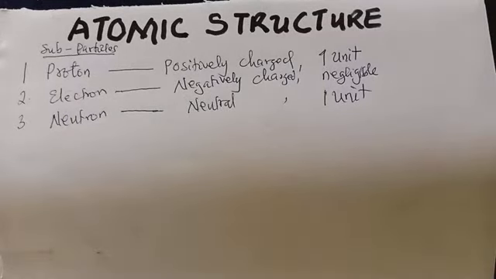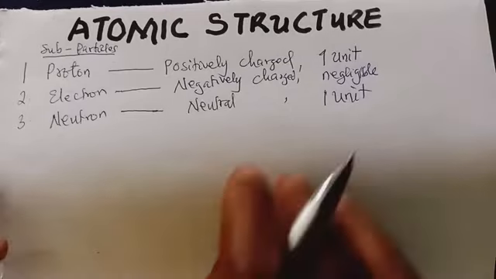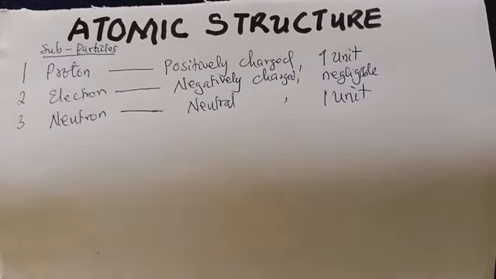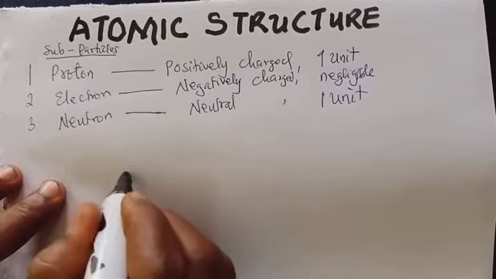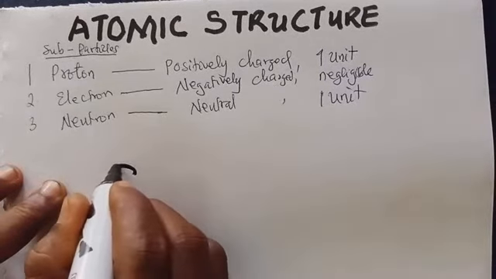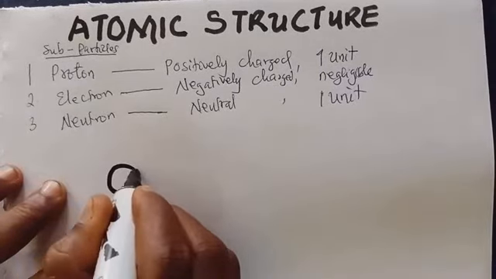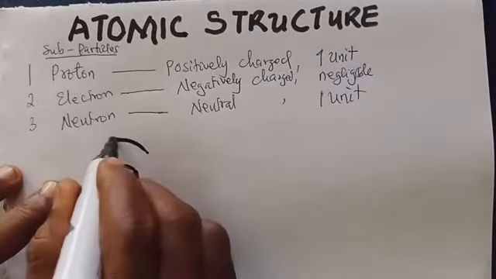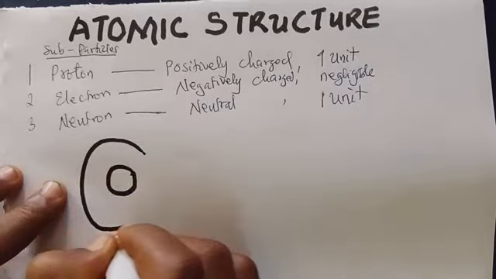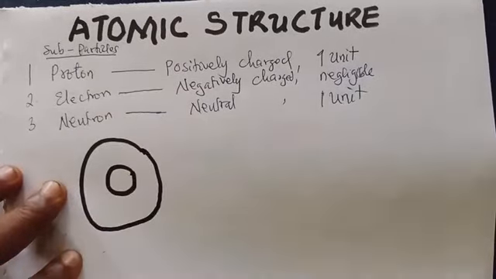So now, according to Ernest Rutherford, he's actually a physicist, he proposed a model of an atom that says an atom consists of a dense nucleus with electrons revolving round in circular orbit.